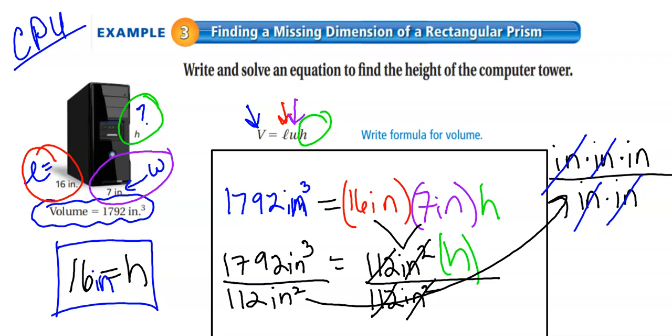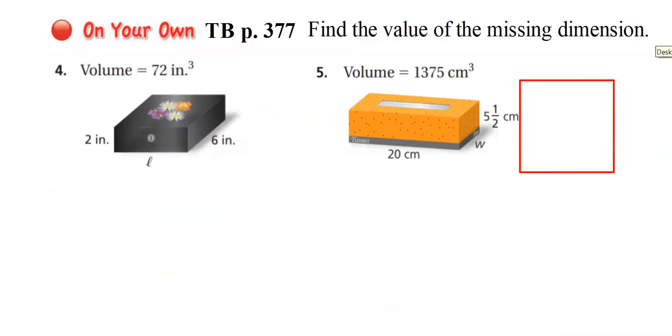Okay, so now you have an OYO, and I want you to try these last. This is the last part of the notes. Try these on your own. Notice on this one, the length is missing, and on this one, the width is missing. But you always start with your volume equals length times width times height. Okay, so go ahead and pause the video and solve for the missing dimensions.